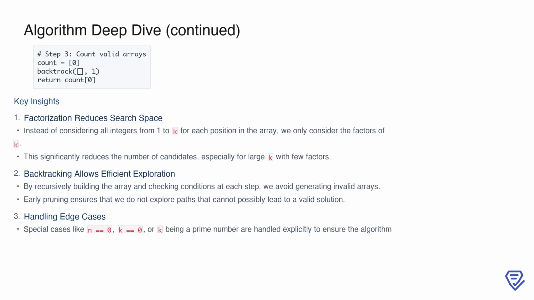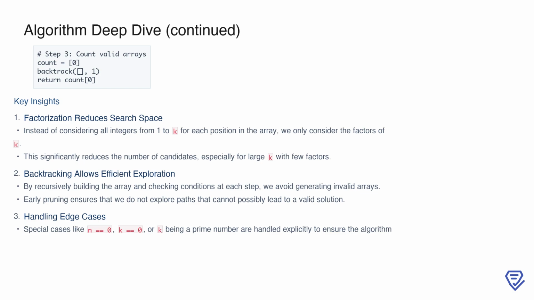The implementation of the optimized approach involves three main steps. First, we factorize k by iterating from 1 to the square root of k. For each potential factor, we check if it divides k without a remainder. If it does, we add both the factor and its complement to a list, ensuring we capture all divisors of k. Next, we define the backtracking function.